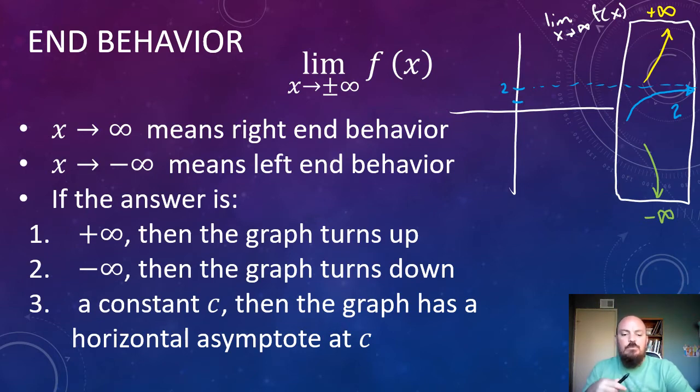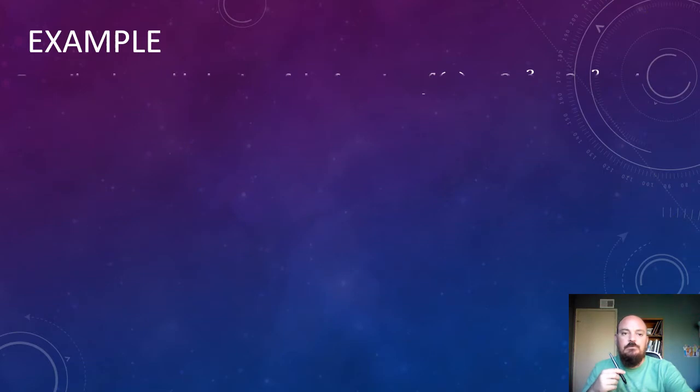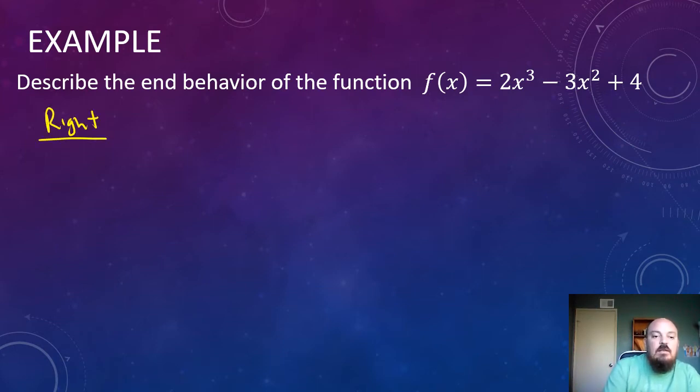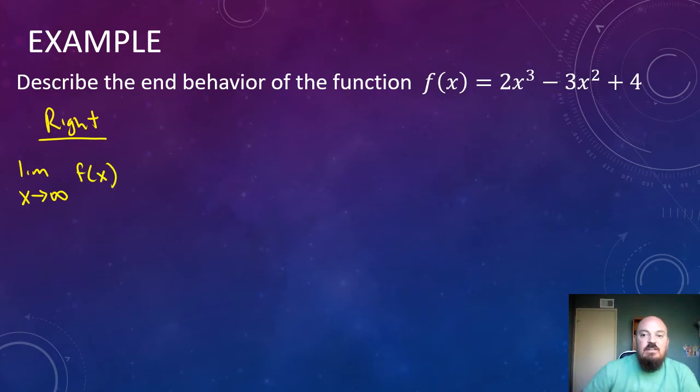So let's go ahead and try a couple examples out. We're going to describe the end behavior of this function here. Now, first of all, when I say describe the end behavior, I want you to realize I'm actually asking you two separate questions. I'm asking you what happens way off to the right and way off to the left. So let's separate them. Let's do the right end behavior first. That would be the limit as x approaches positive infinity of f of x.